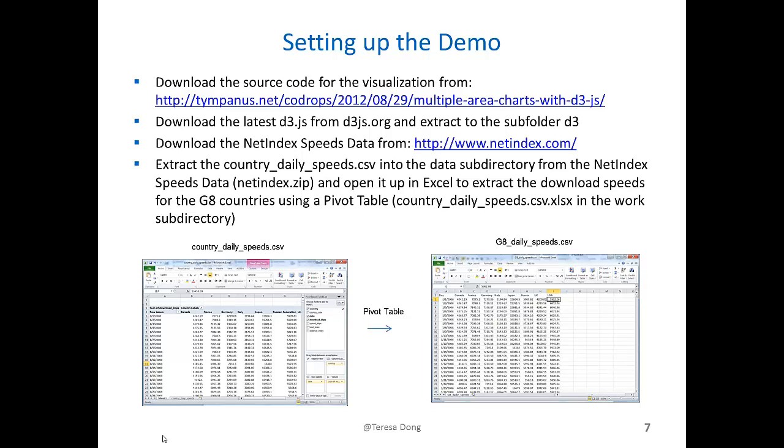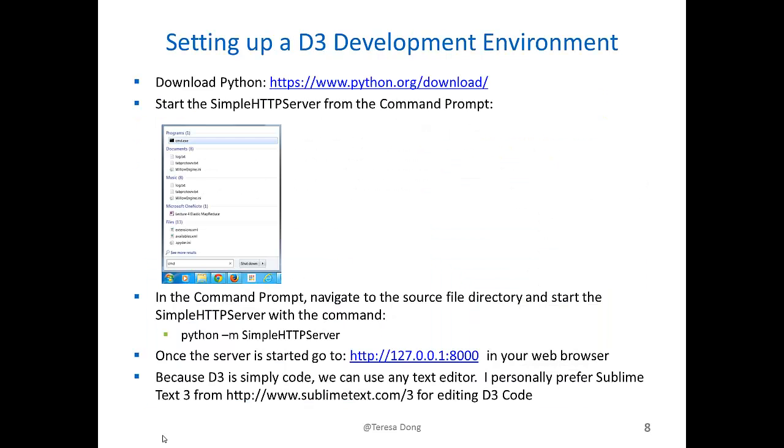Finally, we will need to download the data that we'll be using for the dataset from Ookla NetIndex, provided by the link in this slide, and extract it to our computer. Afterwards, we will modify this datasheet in Excel to just extract the G8 countries and only extract the metric of download speeds, which we will save in G8_daily_speeds.csv.